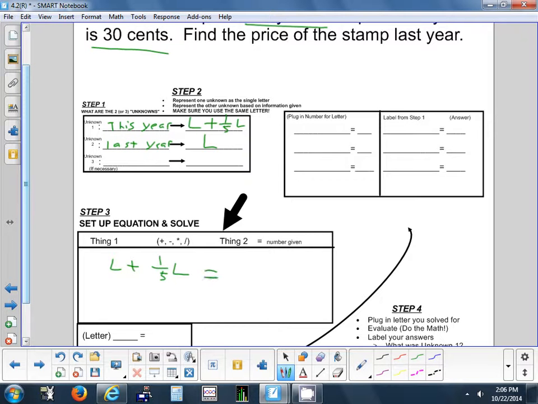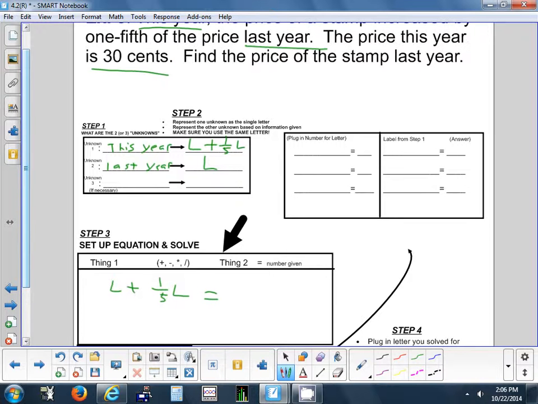Now, we already know what this year's price is. Do we add L again? No. So for this year's price, we're not actually going to use last year's price right now. We don't need it, and that's what makes this one a little different. We represented this year's price as L plus 1/5 L. But we already know this year's price. They gave it to us. How much is this year's price equal to? 30. That's going to be our equation we solve for L.